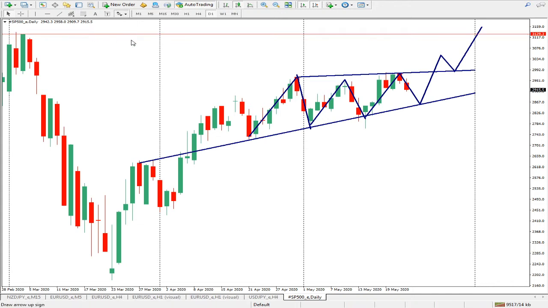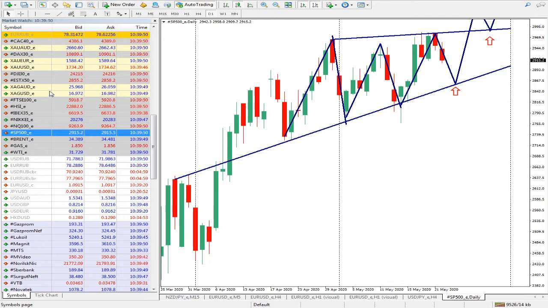So we look for a buy here, buy when the price gets to this point. So the last symbol we look at is gold.